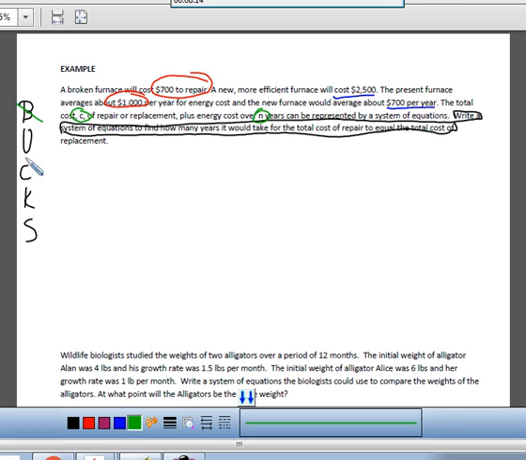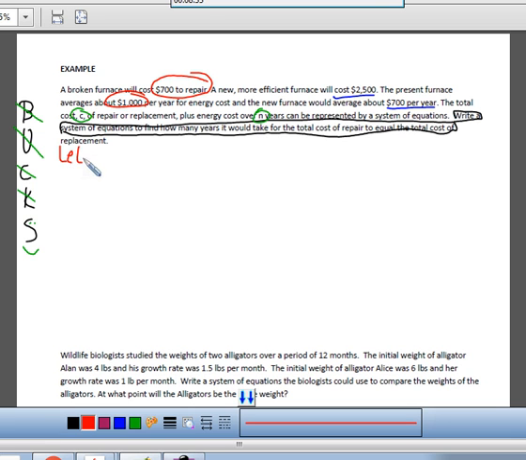Alright, so I boxed the question, I underlined and circled. It doesn't appear as though there's any unimportant information. So the last thing I have is to solve with a smile. Okay, so let's talk about our variables really quick.